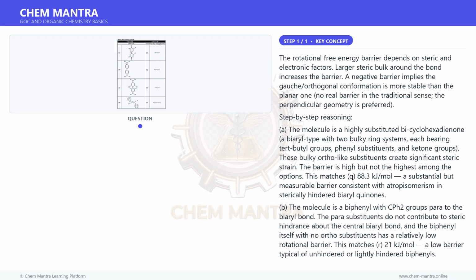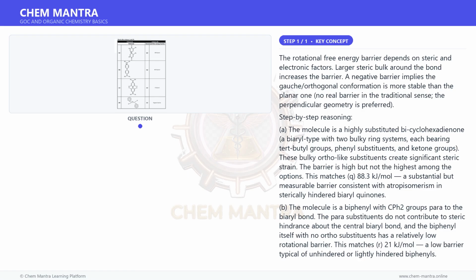Step-by-step reasoning. A. The molecule is a highly substituted bicyclohexadienone, a biaryl type with two bulky ring systems, each bearing tert-butyl groups, phenyl substituents, and ketone groups. These bulky ortho-like substituents create significant steric strain. The barrier is high but not the highest among the options. This matches Q, 88.3 kJ/mol, a substantial but measurable barrier consistent with atropisomerism in sterically hindered biaryl quinones.